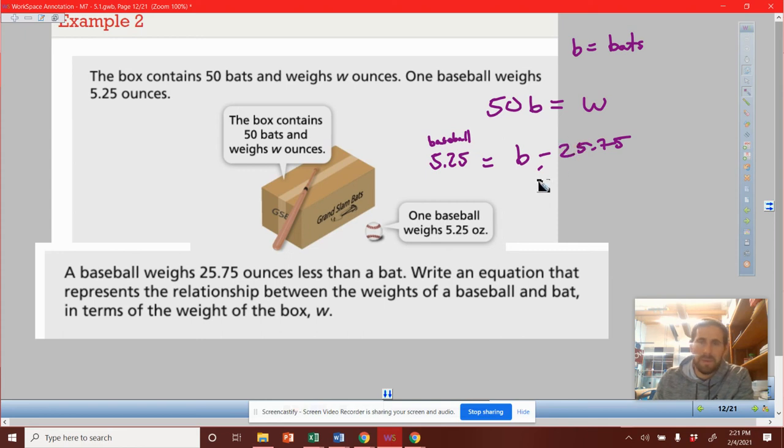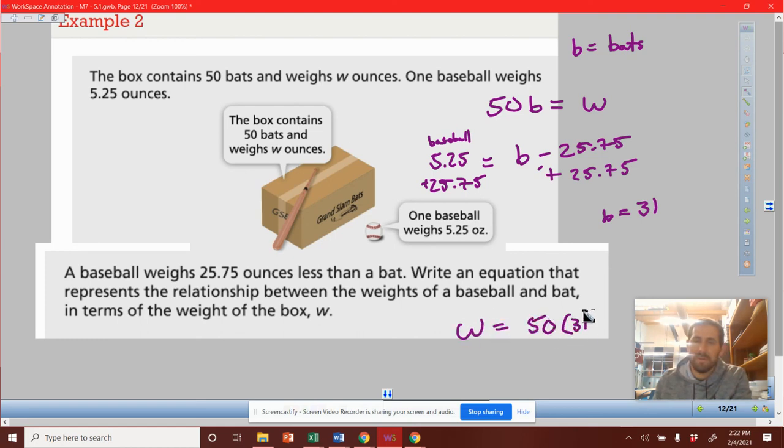All right, so what we can do is we can add 25.75 to each side, and we can get that this bat equals, adding those up, 31, right? So then we can take that 31 and plug it in, that the weight W is 50 times 31. So now we have an expression in the relationship of our bats. And then we also used the information we had about the baseball.